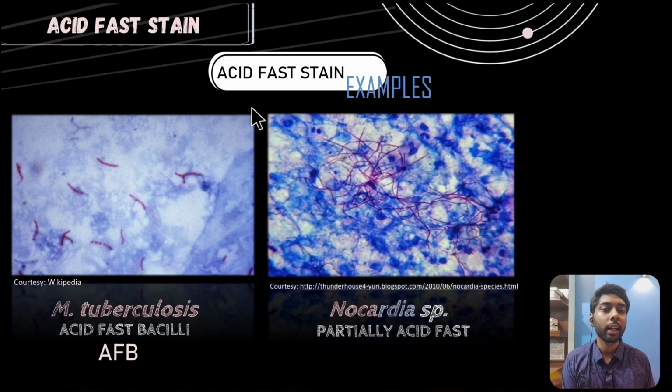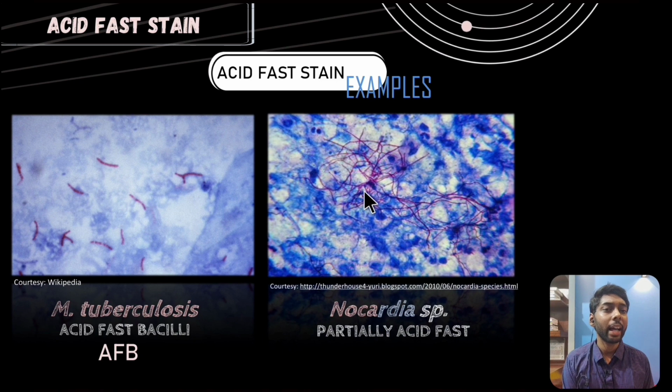Now, to broaden our knowledge about acid-fast stain a little bit more, we should also know that Nocardia is another bacteria that also takes up the acid-fast stain. And if we want to be technically more correct, we can say that they are partially acid-fast. Why? Because a few segments of the bacteria take up the methylene blue stain. So they're not fully acid-fast.